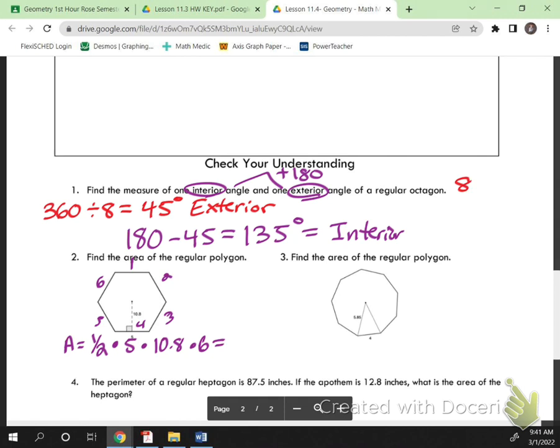What do we get? 162 units squared. Questions on number two? Just basic area. Questions on number two.